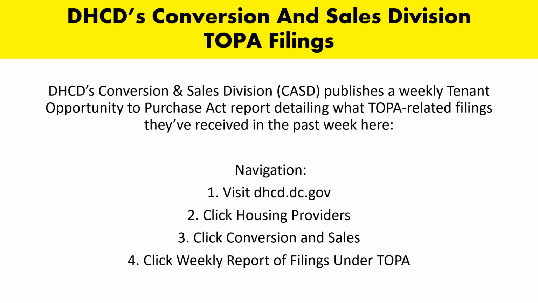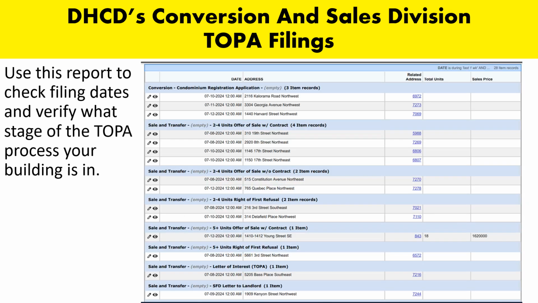To navigate, visit dhcd.dc.gov, click Housing Providers, click Conversion and Sales, and click Weekly Report of Filings under TOPA. Use this report to check filing dates and verify what stage of the TOPA process your building is in.